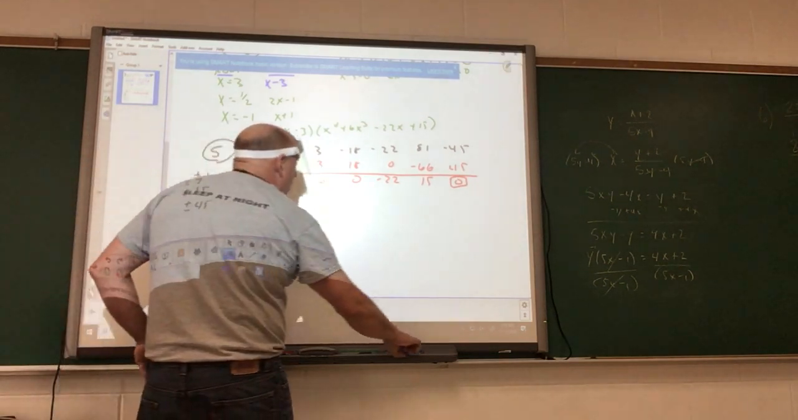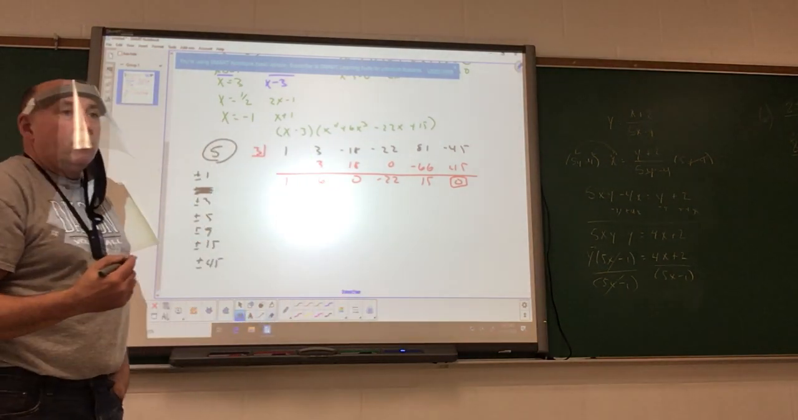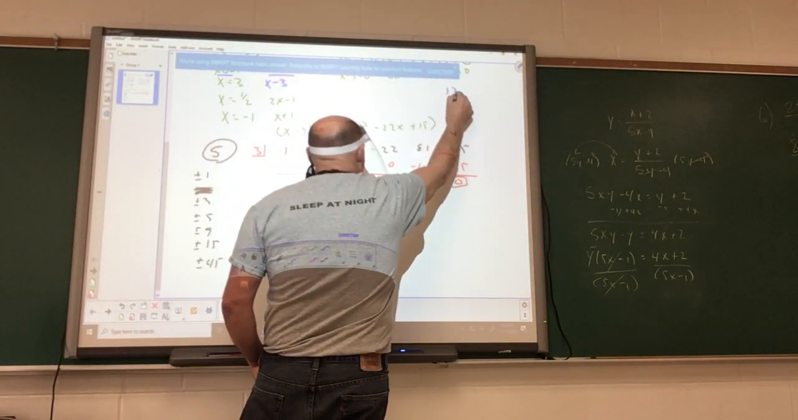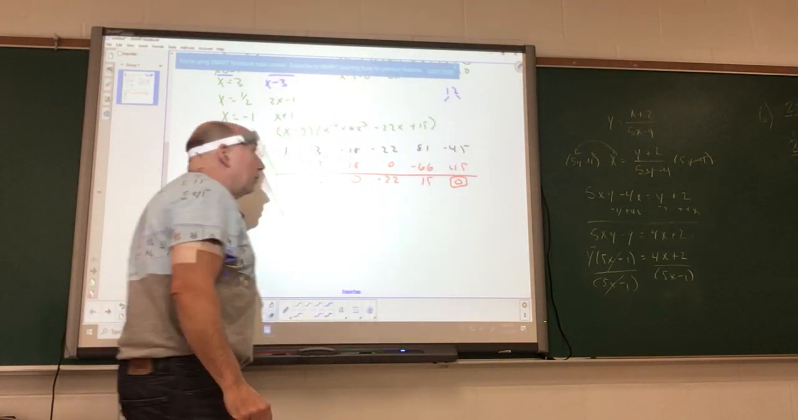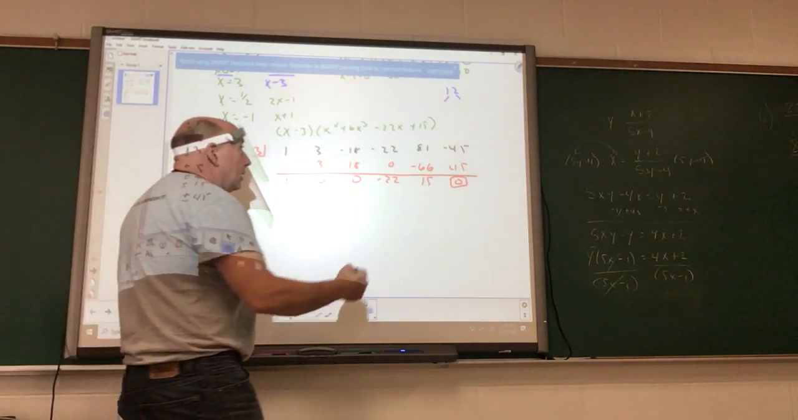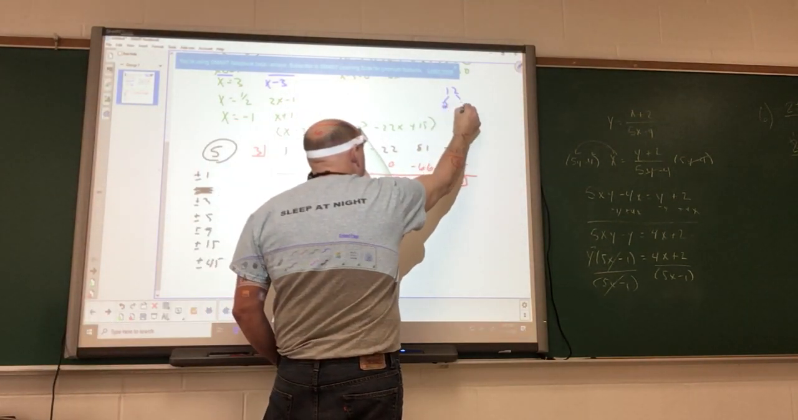Think back to prime factorization. If we had the value of 12, we can factor this down into 2 times 6.